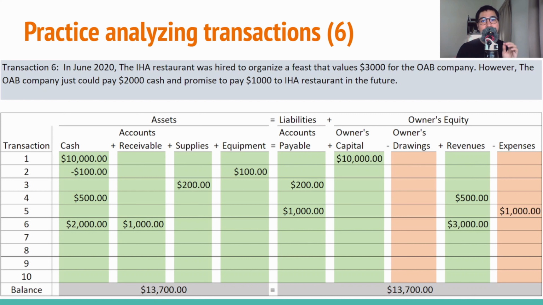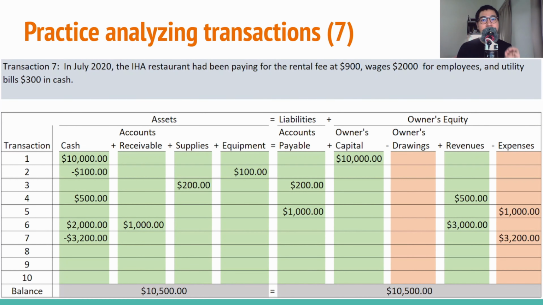Now we get that the restaurant received 3,000 in revenue, so the revenue increases by 3,000. However, there are 2,000 cash and 1,000 on credit among its revenues. So it is broken down into two smaller amounts, 2,000 and 1,000, added into the cash and the accounts receivable separately. Finally, checking the balance, we still get the balancing on both sides, that is 13,700.